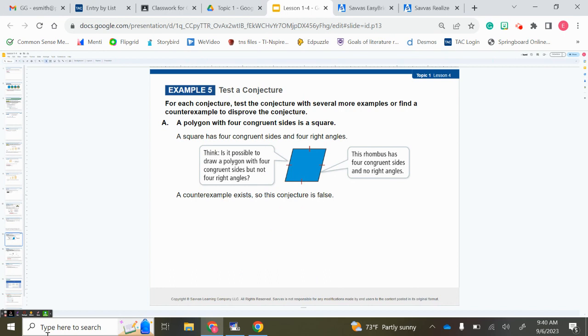All right. Example 5, for each conjecture, test the conjecture with several more examples or find a counterexample to disprove the conjecture. A polygon with 4 congruent sides is a square. What is that happy shape called? It's a rhombus. A rhombus has 4 congruent sides, yes?